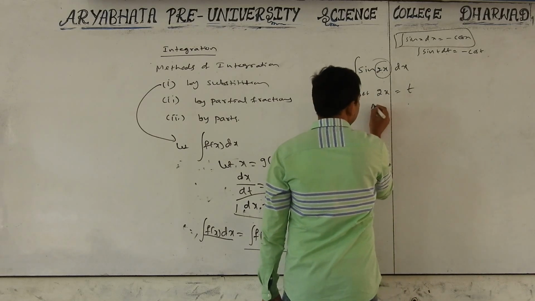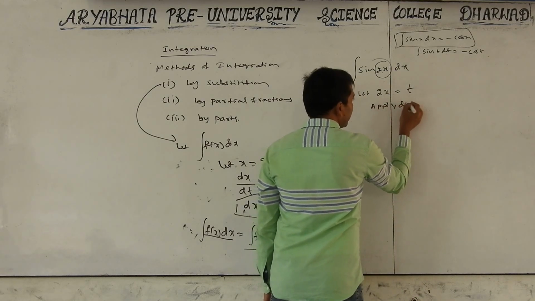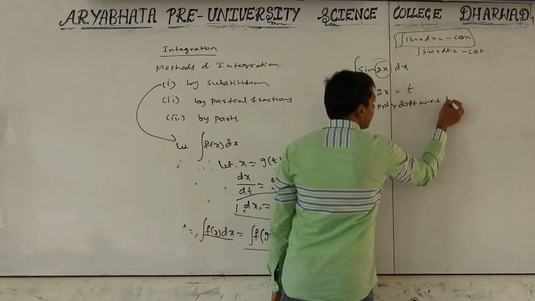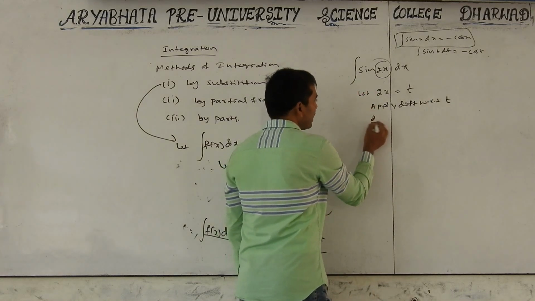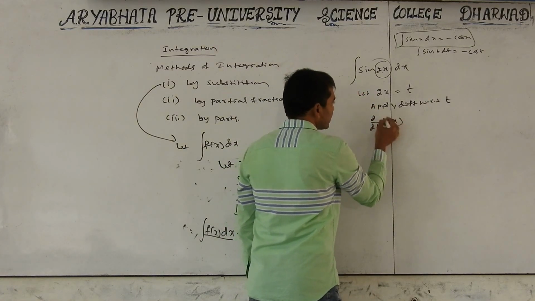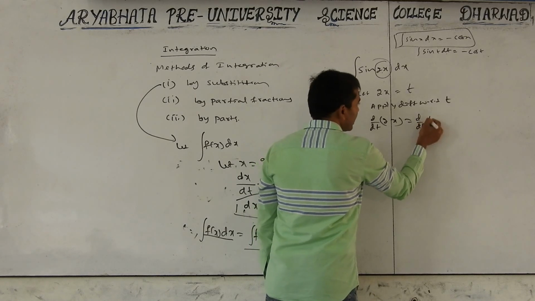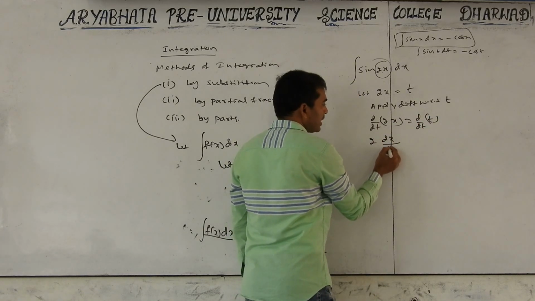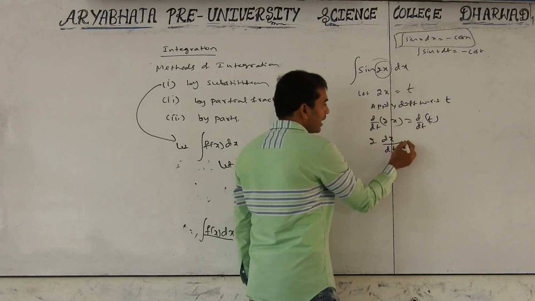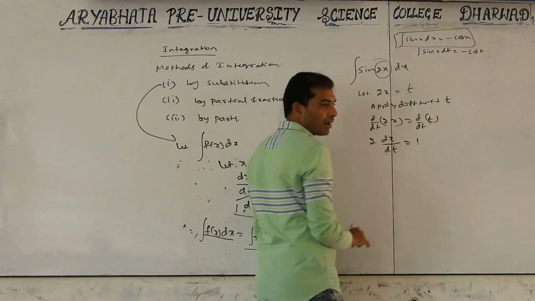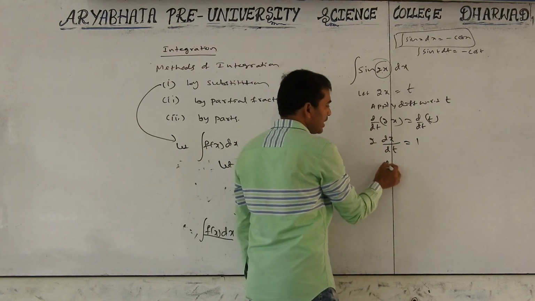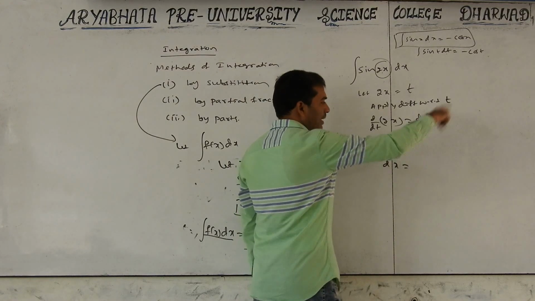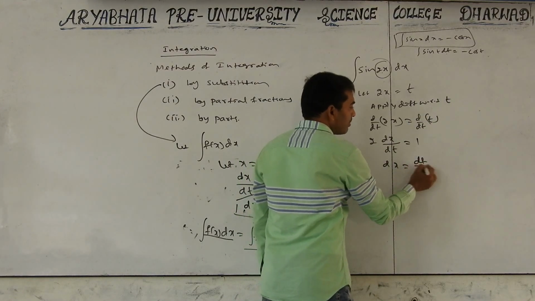After that, apply differentiation with respect of t. So d by dt of 2x equals d by dt of t. Two is a constant, dx derivative with respect of t is dx by dt, and t derivative with respect of t is 1. We want dx, so keep it here and transpose the rest: dx equals dt by 2.